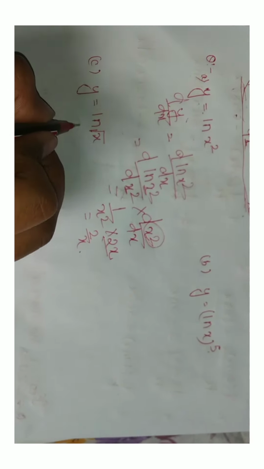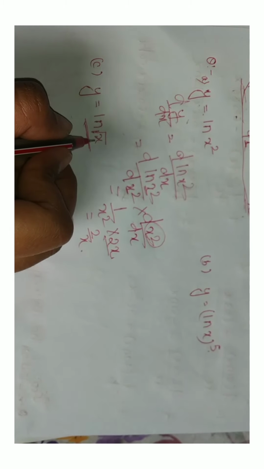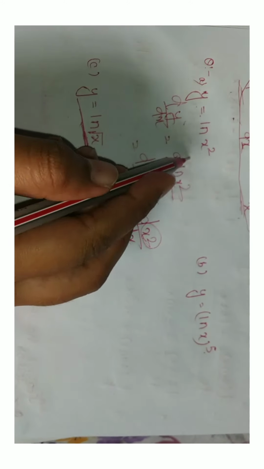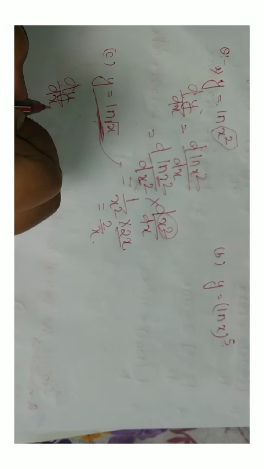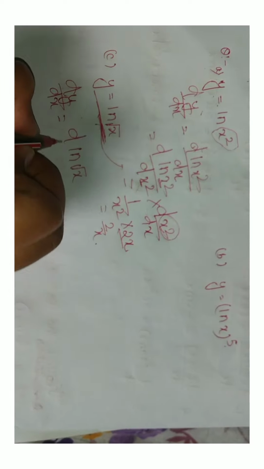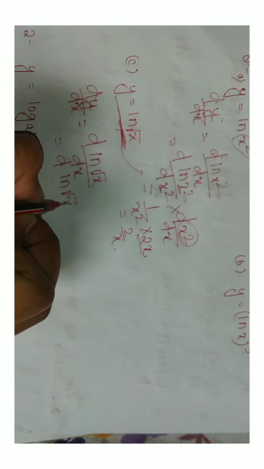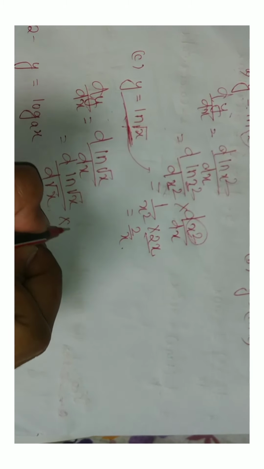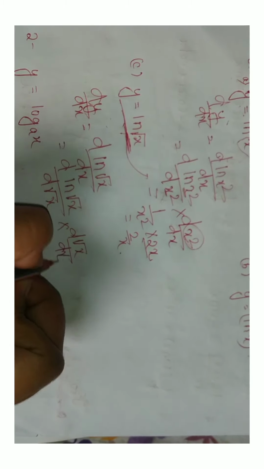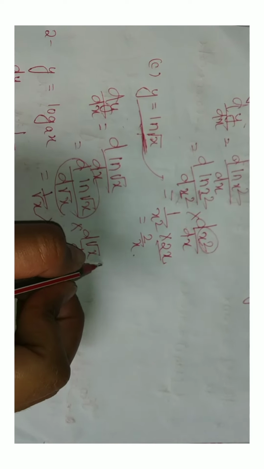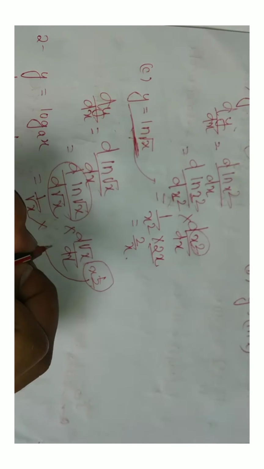Here y is equal to ln root over x. You can solve it like this: dy by dx of ln root x by dx is equal to the derivative of ln root x by d root x into d root x by dx, that is equal to 1 by root x, and the derivative of x to the power half you can calculate, and putting this in gives the answer.